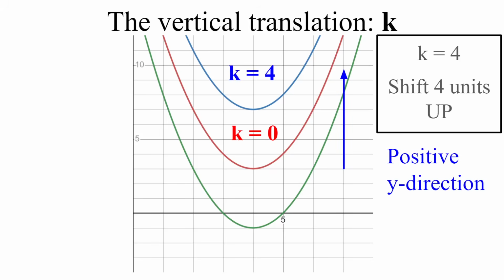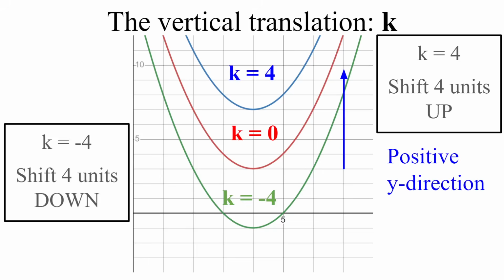So conversely, if we shift it 4 units down, that would give us a k of negative 4. And the reason why a negative k value tells us down and not up is because the negative y direction is down.